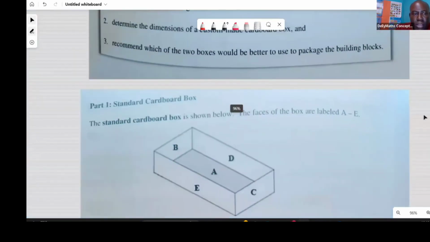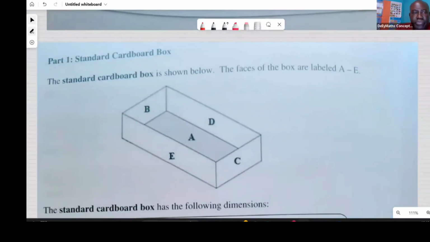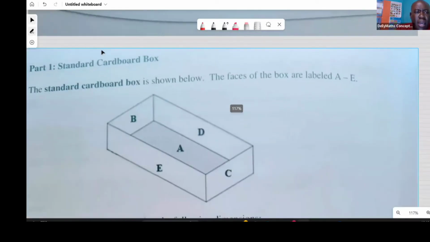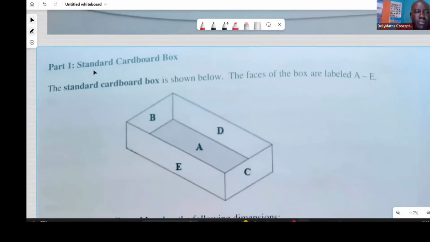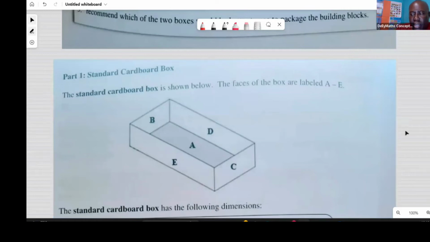All right, so here goes the first question. Standard cardboard box. The standard cardboard box is shown below. This is the box. The faces of the box are labeled from A to E. So that's A, that's B, that's C, that's D, and that's E. We're seeing them being labeled there.